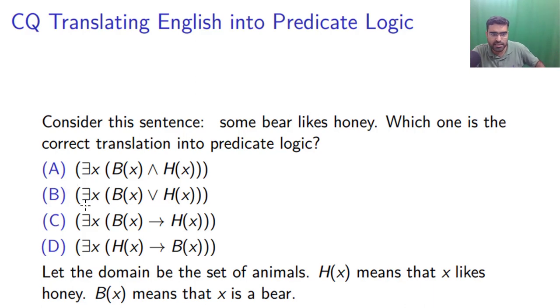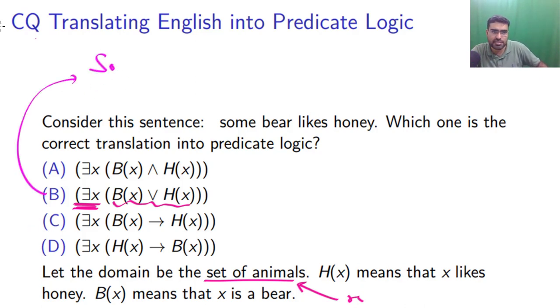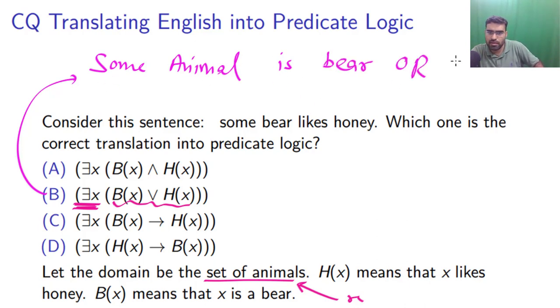Option B is saying that there is some animal. Remember, the domain is the set of all animals. So this x is an animal. So I can say there is some animal who is a bear or who likes honey. This statement is saying that there is some animal who is either a bear or who likes honey. Some animal is a bear or likes honey. So this is what this statement is saying. Remember, this option B is saying that there is some animal who is either a bear or who likes honey.